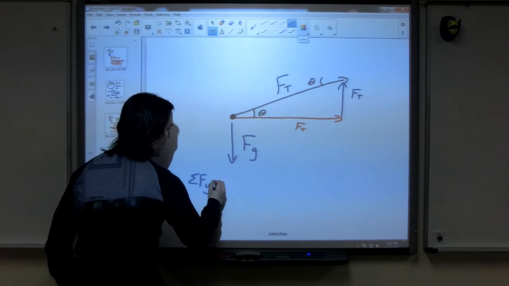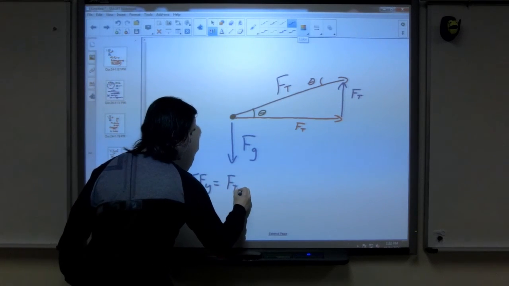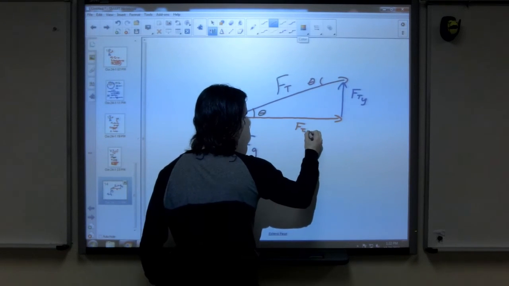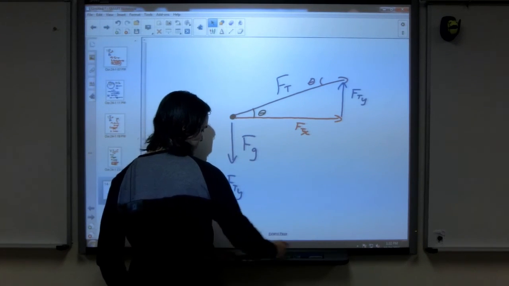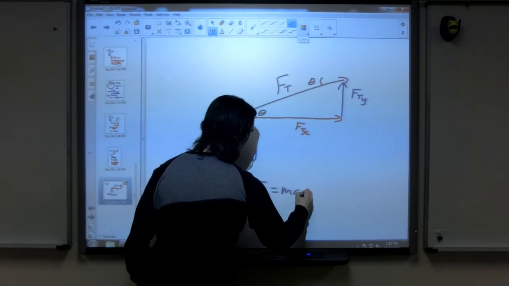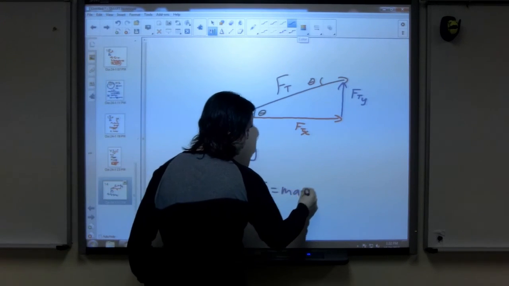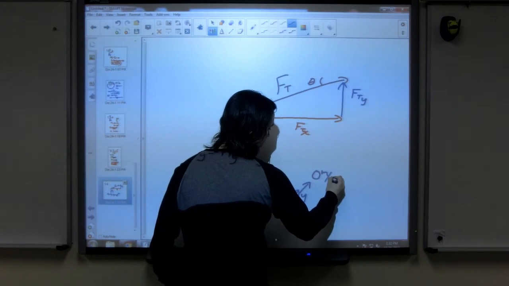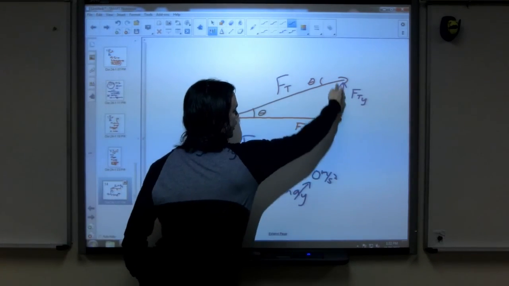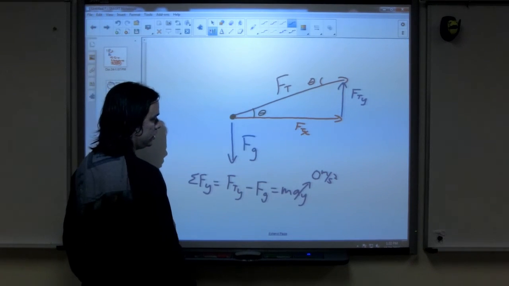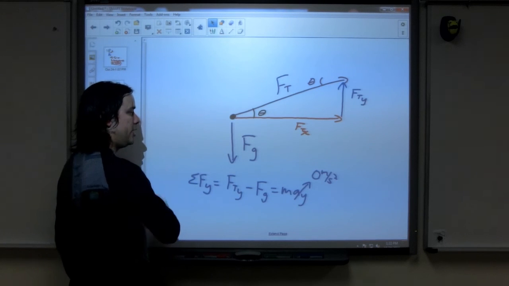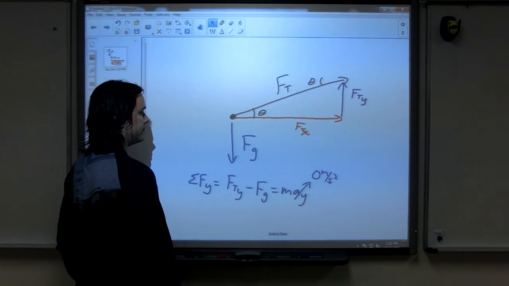Sum of forces in the y equals Fty. I apologize, that's Fty. This is Ftx, and here's the total Ft. Minus Fg equals May, and if it's a horizontal circle, then it's not going up or down. We find that Fty, the y component, must be equal to the force of gravity. Once again, not a Newton's third law pair, it is simply because the forces are balanced there.